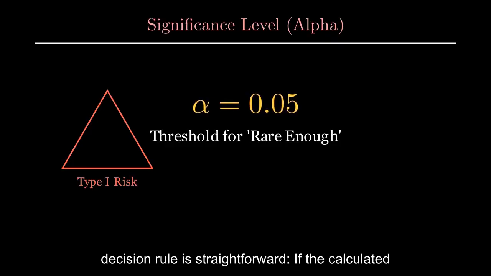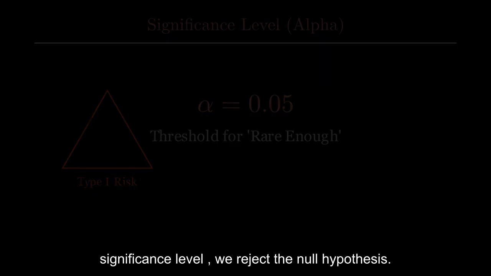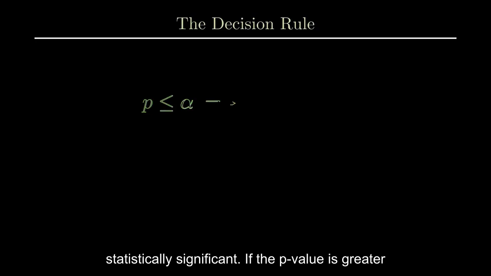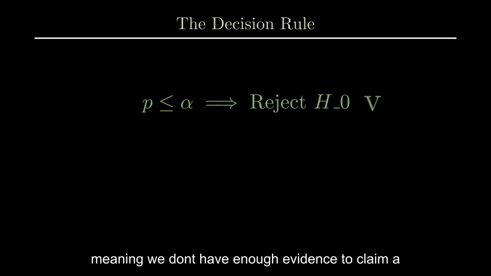Our decision rule is straightforward. If the calculated p-value is less than or equal to our chosen significance level, we reject the null hypothesis. This suggests that the observed effect is statistically significant. If the p-value is greater than alpha, we fail to reject the null hypothesis, meaning we don't have enough evidence to claim a significant effect.